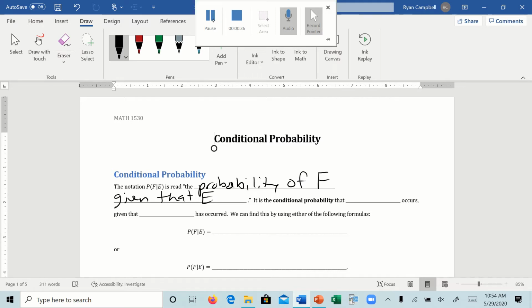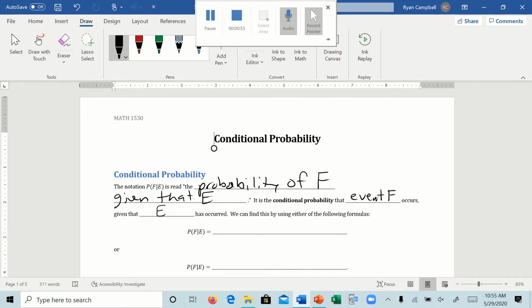It's called the conditional probability that event F occurs given that E occurs. Literally the same thing we just said. Typically we read this as F given E, F then E, F if E, something like that.